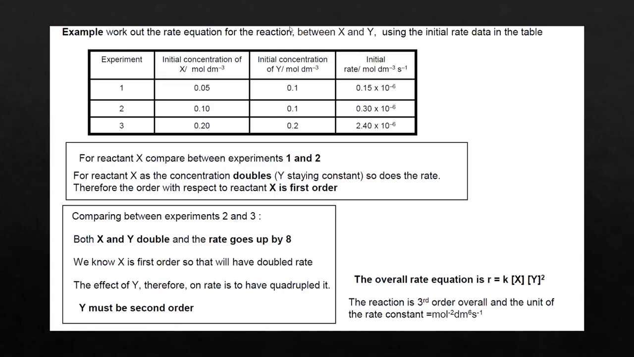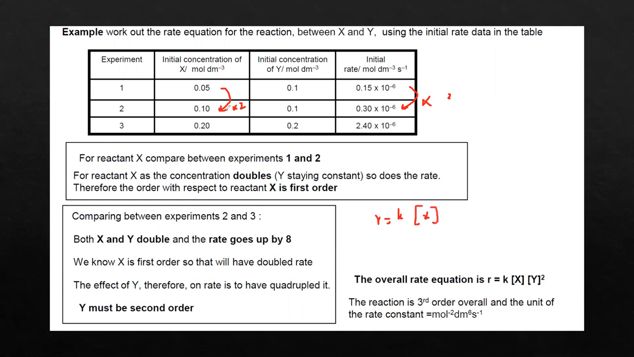Another example is there. But in this example, we are changing both of the reactants, so we have to identify the overall order. Look, first what happened? For X, we double. The rate is also doubled. So this shows it is first order with respect to X. So if X is doubled, the rate is also doubled.